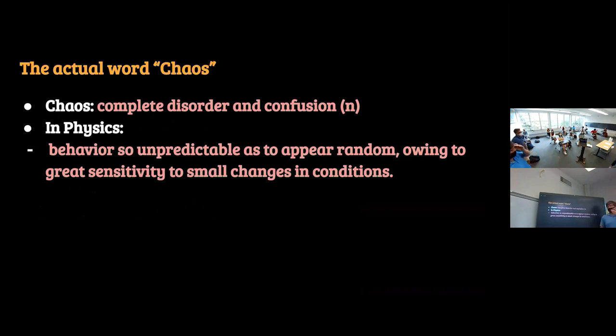Okay, so you may be wondering how such a complex topic in math can relate to a movie like Run Lola Run. In order to make that connection, first we need to define the word chaos. In the dictionary, chaos is defined as complete disorder and confusion. But in terms of physics, chaos is defined as behavior so unpredictable as to appear random owing to great sensitivity to small changes in the initial conditions.